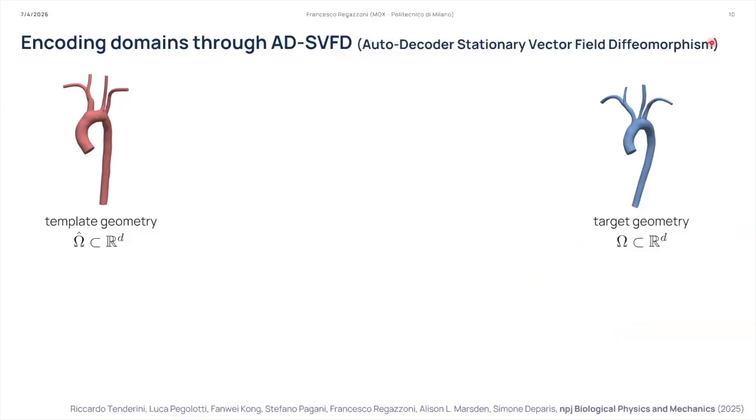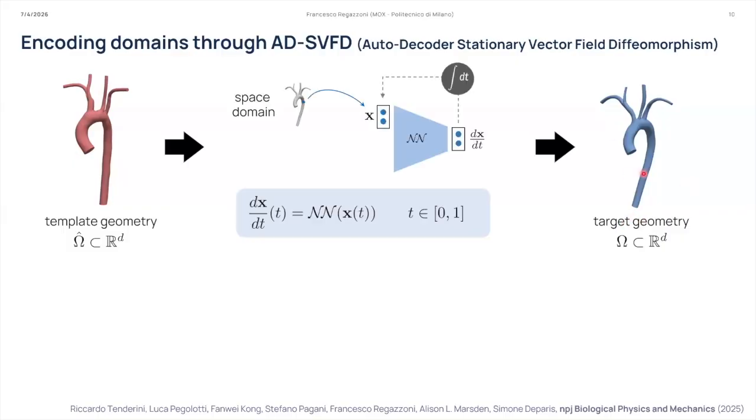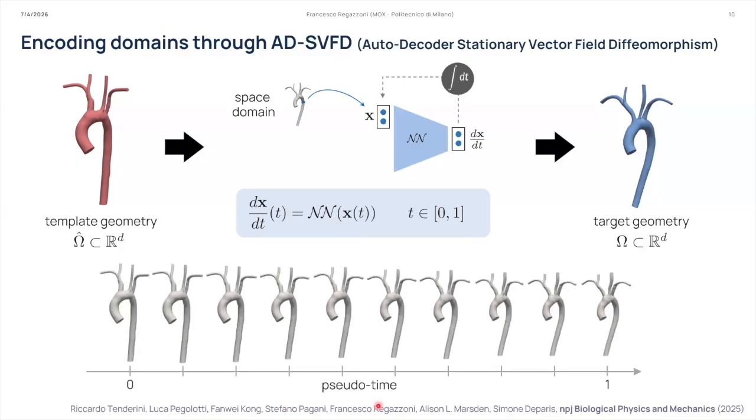So here the idea is that we start from a template geometry, and we learn how to map this template geometry into any given target geometry. And this can be done by means of a neural ODE, that is an ordinary differential equation where the right-hand side is a neural network. So this is a velocity field that transports any coordinate of the template geometry into the corresponding coordinate of the target geometry. So by letting this pseudo-time evolve, we can continuously deform the template geometry into the target geometry.